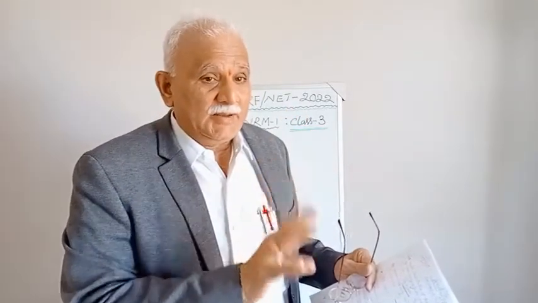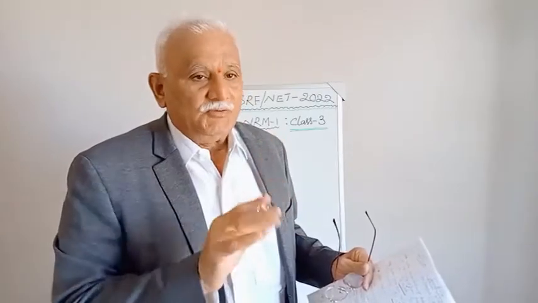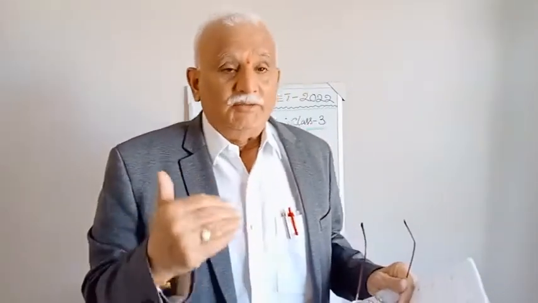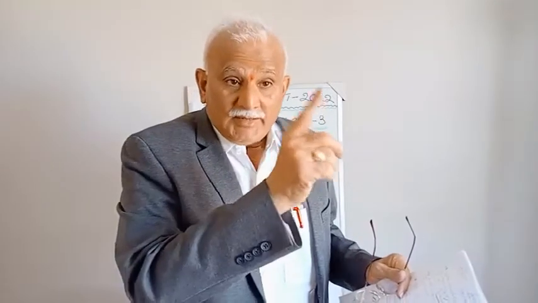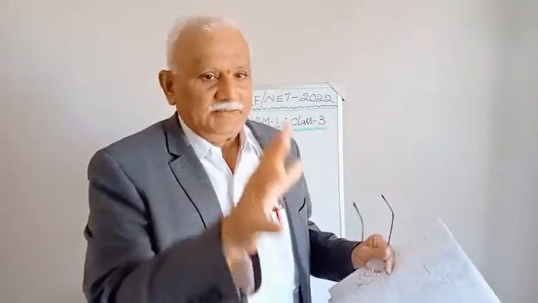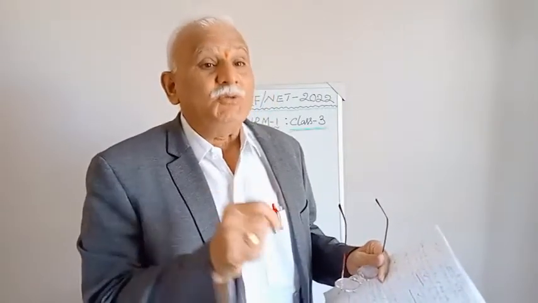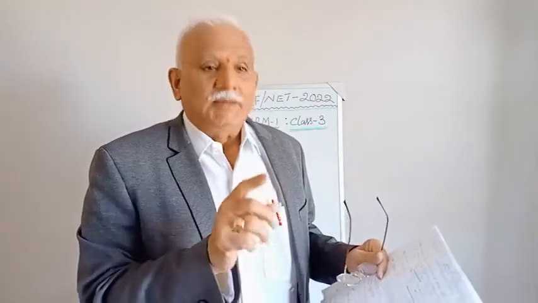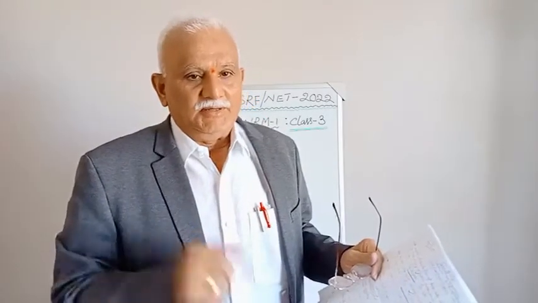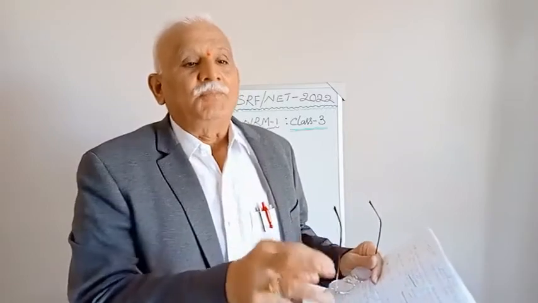Capital A, capital B, capital C, capital D, and 1, 2, 3, 4. So, matching they will give. Now, in the answers, please note, A, B, C, D here, Roman letter 1, 2, 3, 4. Left side and right side columns are there. Now, the answers are 1, 2, 3, 4. In that, they give A, B, C, D, and the answers they put.